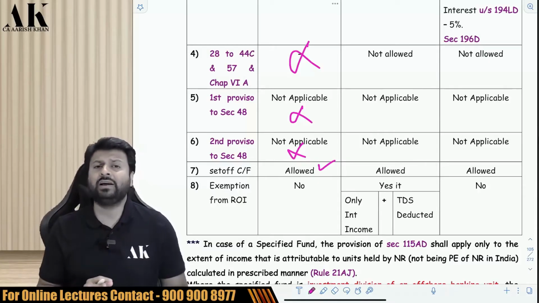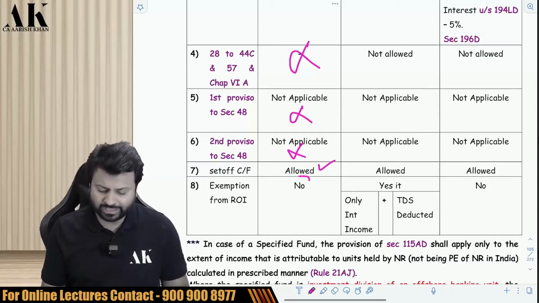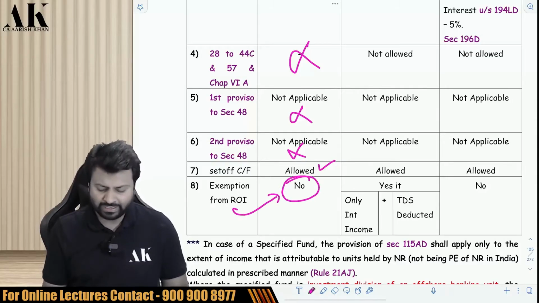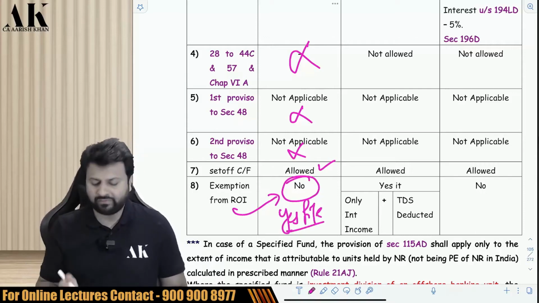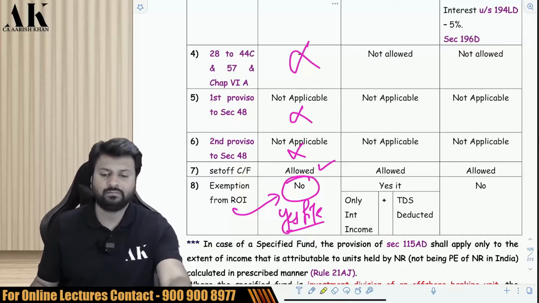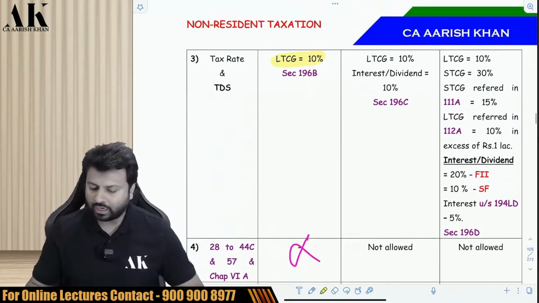Are they liable to file the return of income? Yes, they are not getting any exemption from filing of ROI. If they are not getting any exemption from filing of ROI, then they have to file the return of income. Over here, it is mandatory for them to file the return of income. Okay. Now let's talk about the second section.